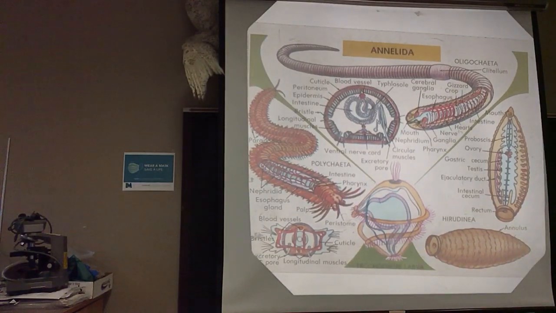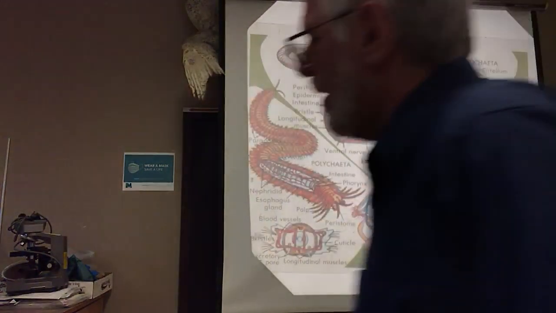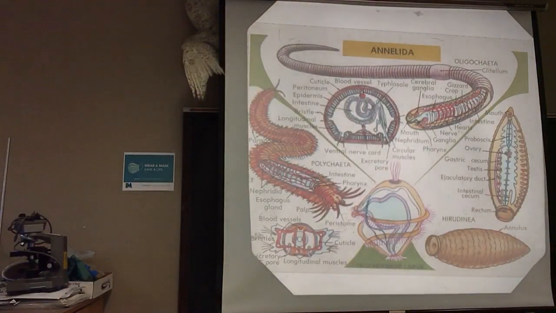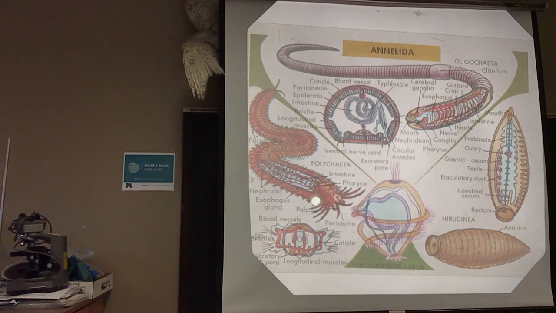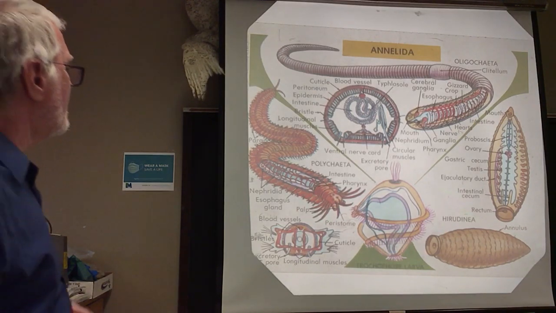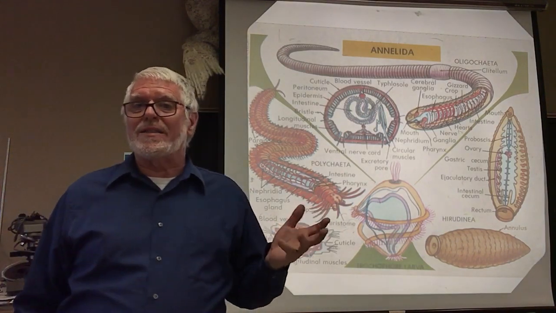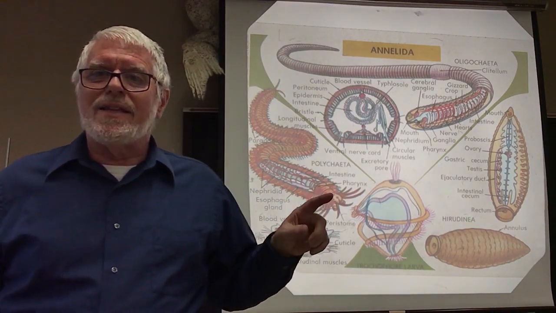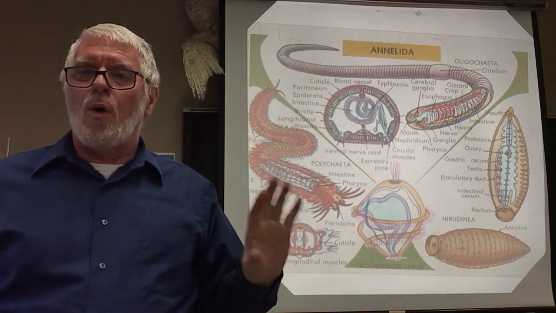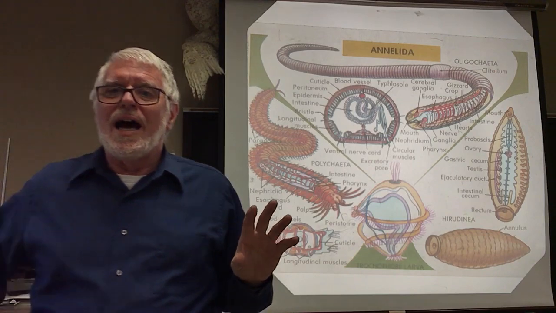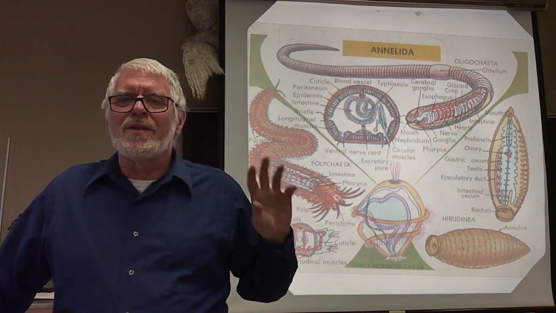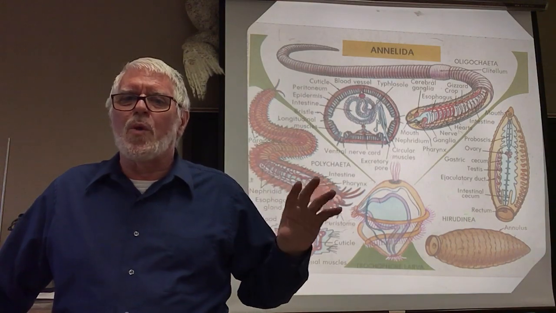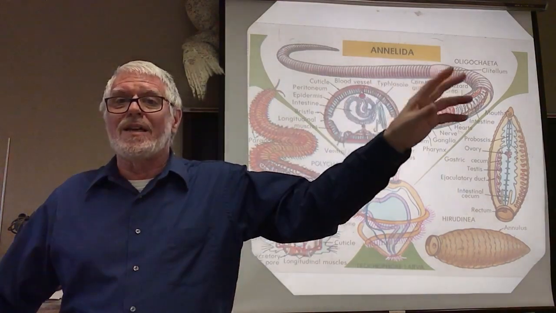There are three major groups. You can copy off of this, and also it's in the book. You've got the polychaetes, many bristles. These are water worms. Most of them live in the ocean. The ones that live in fresh water don't tend to be in this group, they tend to be in this group.